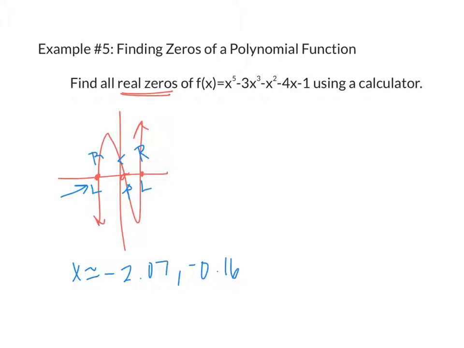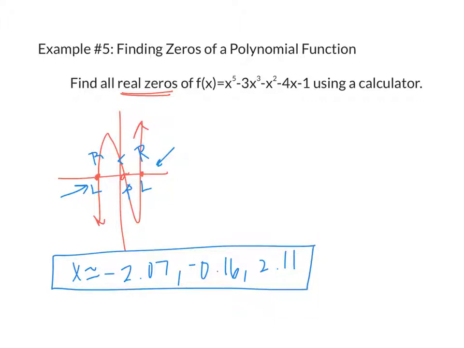Okay, and then our next one, or our last one, so I'm now talking about this one. I do second trace and zero. Your left bound is below the x-axis, right bound is above, and that value would be about 2.11. Okay. And that's how you would find it on a graphing calculator.